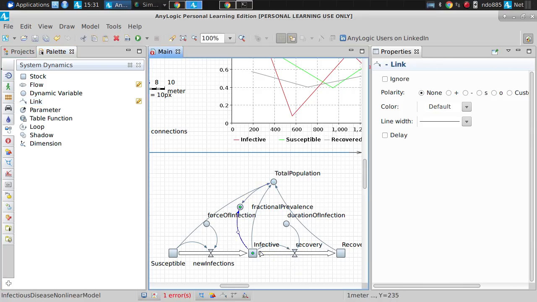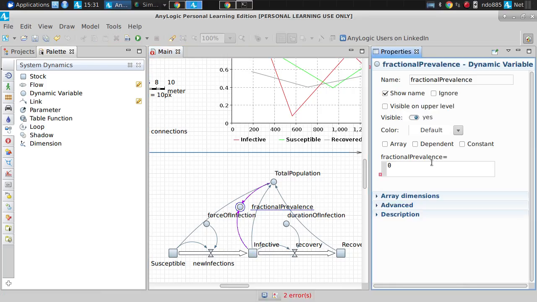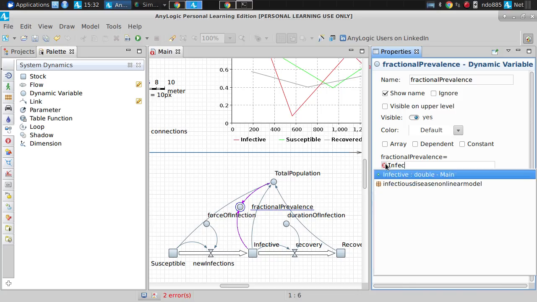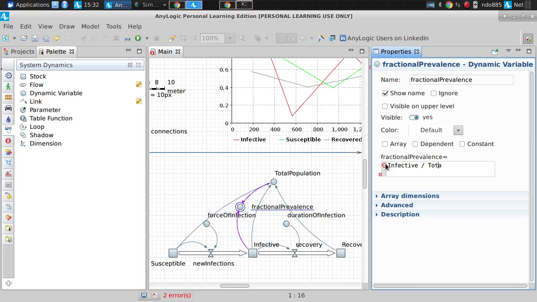Now you'll notice that these system dynamics models have a lot to say for them in terms of the high-level visual, which tells you a lot about what depends on what. It highlights certain structural features of the situation, even while many of the details, like the details of the formulae, remain hidden. So for fractional prevalence, what would I put in? Infected over total. You got it. Great.